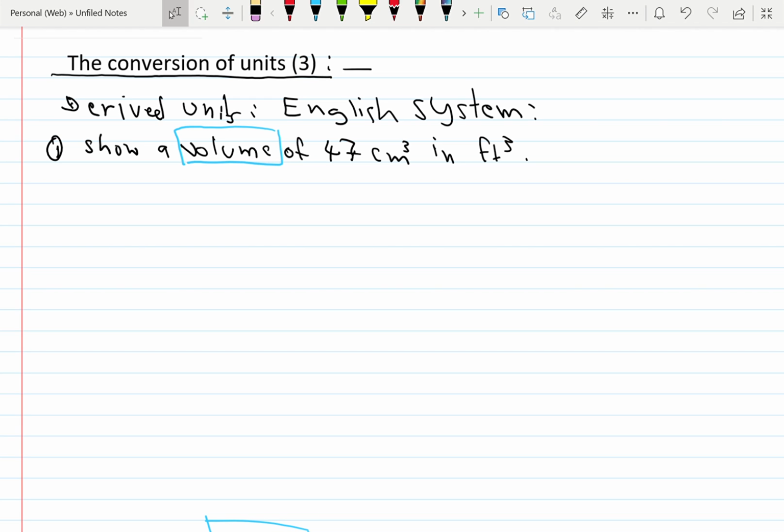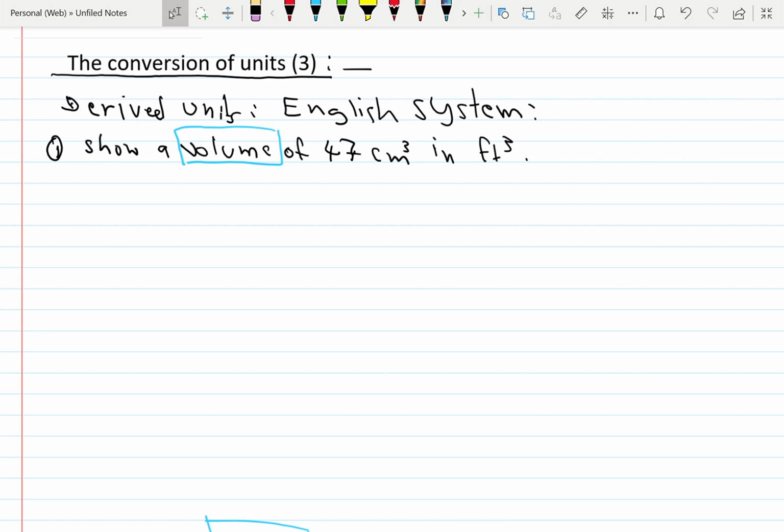Hi, this is our lesson number 3 in the conversion of units. Today I will show you 3 examples of volume unit conversion, 2 in volume and 1 in density. So we are still in the English system of measurement.